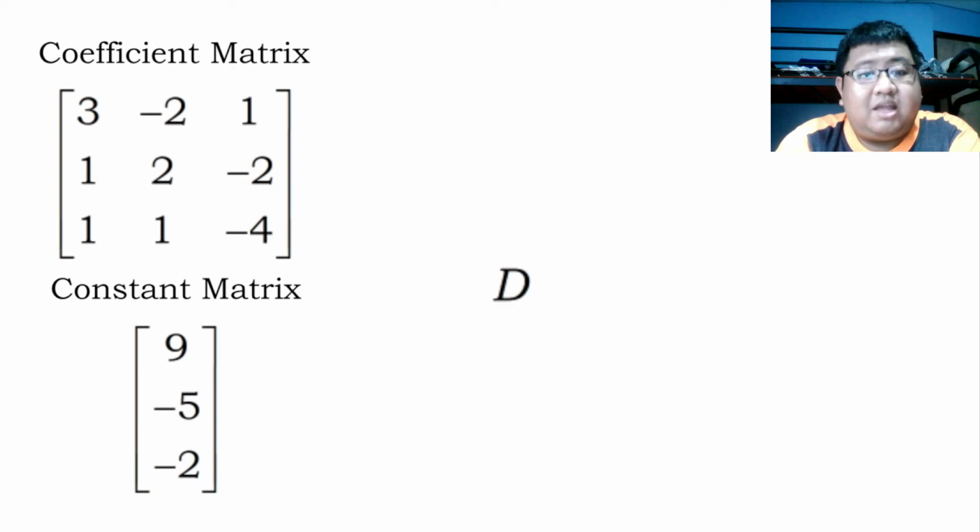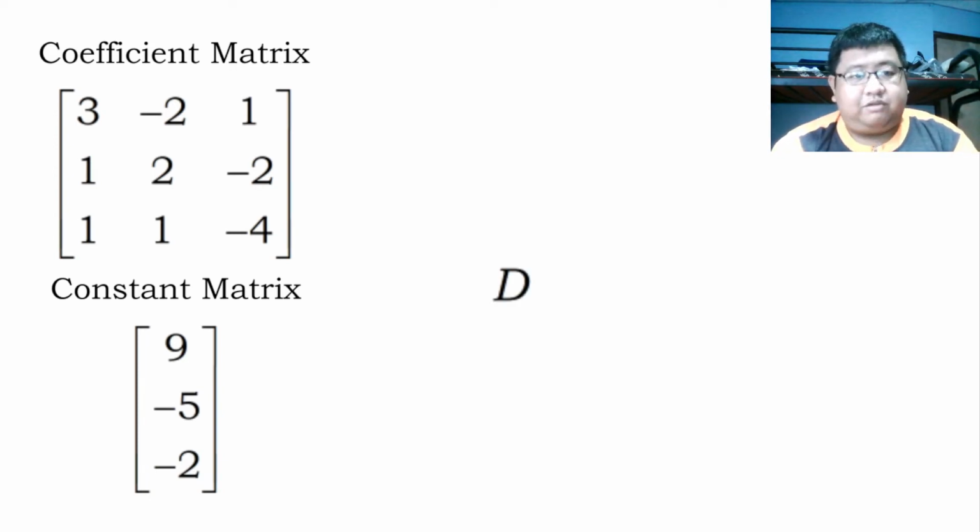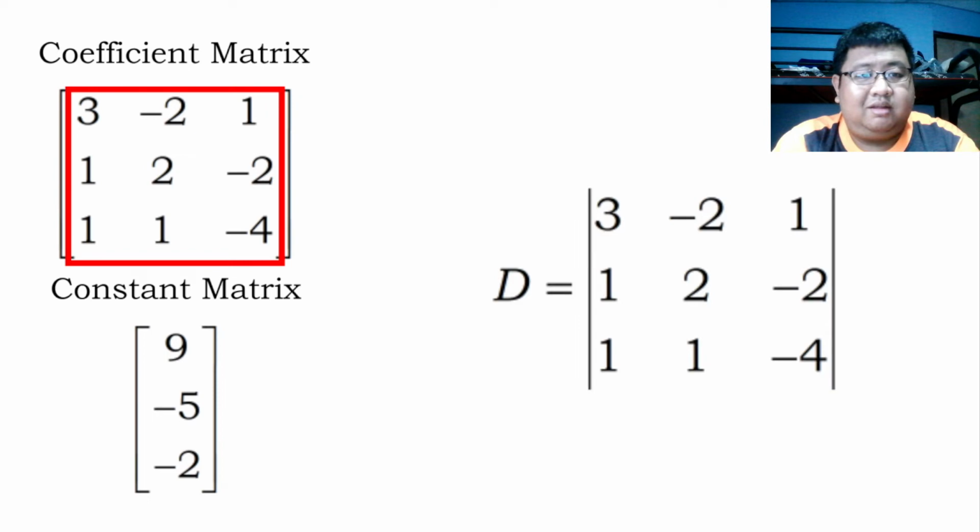Let's begin with D. As mentioned earlier, the D is simply the coefficient matrix in its plain form. Wala tayong ginawang pagbabago whatsoever. Kung ano yung coefficient matrix, pag ginawa nating determinant yon, that will be your D. So it goes like this. Mag-set up na muna tayo ha. Mamaya na yung evaluations. So for the D, it's like this.